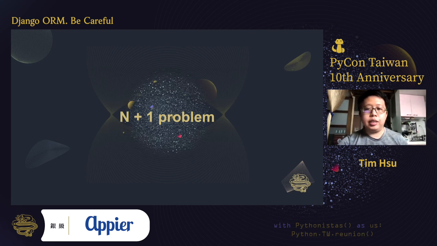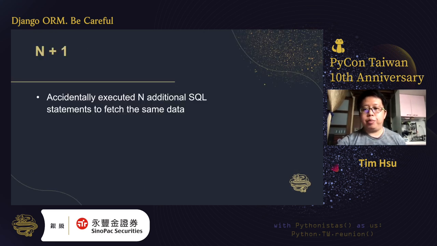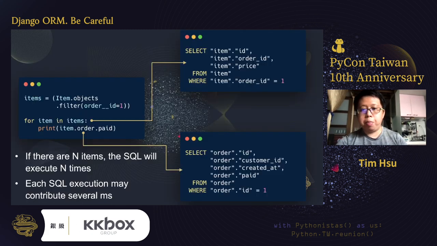Next, we talk about the N plus one problem. It may be the most common problem for every Django programmer. The N plus one problem slows down your application while processing a large amount of data and issuing a lot of unnecessary SQL queries. Now, let me show some detail.